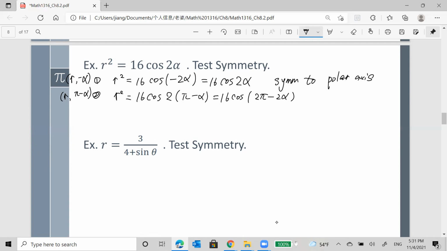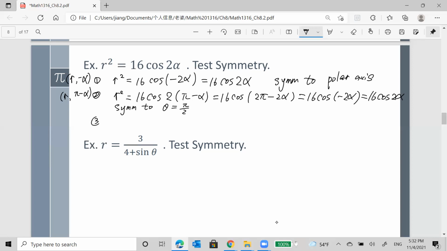So do you still remember if in the expression we have 2 pi, for the cosine, that's 1 period. That means add nothing. So I can get rid of the 2 pi here. 16 times cosine negative 2 alpha. So this is even, equals 16 cosine 2 alpha. Are they the same? Yes, it's the same. So I can say symmetric to theta equals pi over 2.